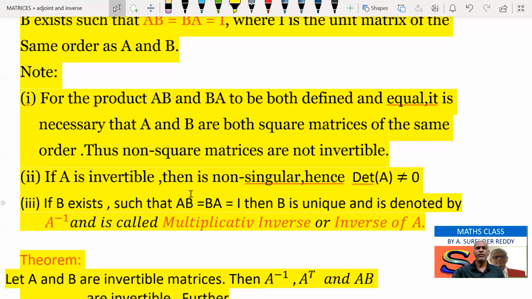If det is not equal to 0 it is invertible; if det is equal to 0, then it is not invertible. So if det is equal to 0, we call it singular. If det is not equal to 0, it is non-singular. So only non-singular matrices are invertible.